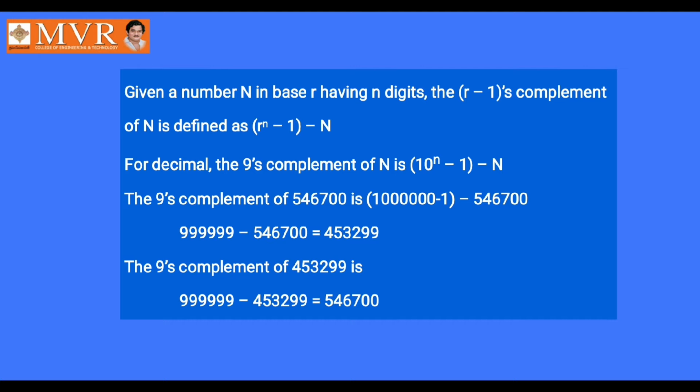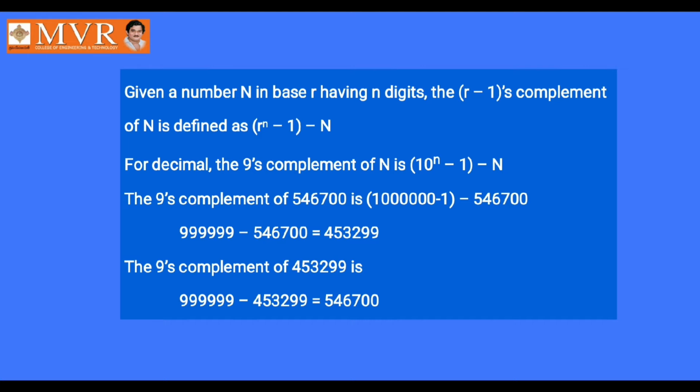Scientifically, if you want to calculate the r minus 1 complement, you have to use this formula, that is r power n minus 1 minus capital N. Capital N stands for the original number. So you will get 453299 as the r minus 1 complement. Once you get the r minus 1 complement, getting the r's complement is very easy.